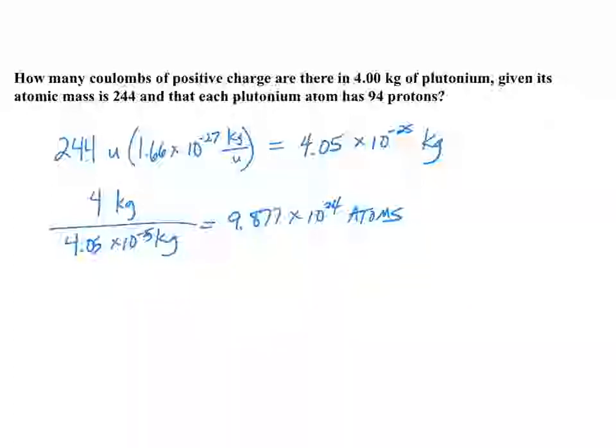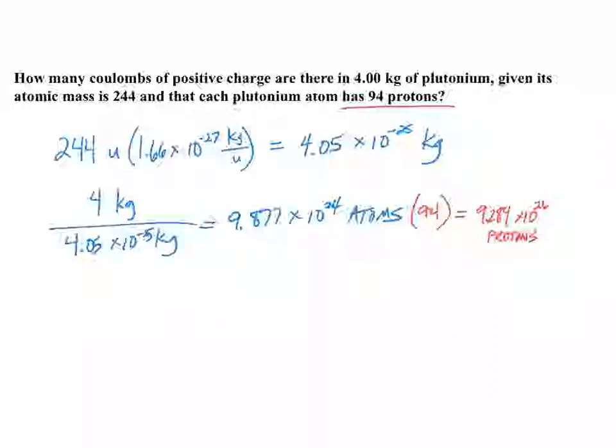So we have this number of atoms, and if I multiply that by 94, then I'll get 9.284 times 10 to the 26 protons. So it's going to be 8.8 plus pounds of plutonium. That would be a lot. You could get in trouble if you had any plutonium.